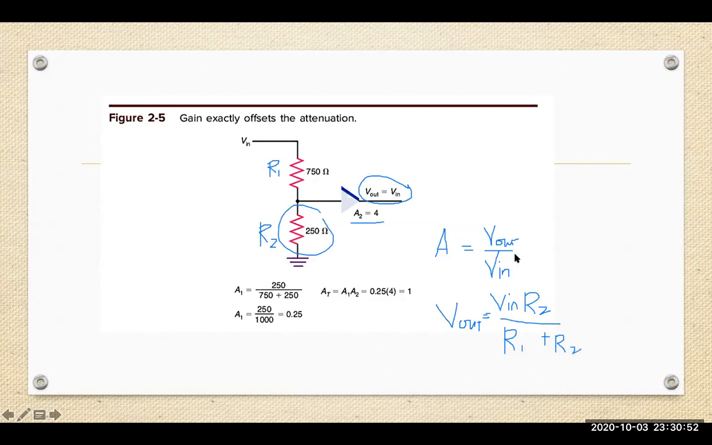Okay, so again, remember the condition here, V out is equal to V in. If we are to plug in here, V out is equal to V in times this ratio, R2 over R1 plus R2, and then divided by the input. Okay, we can cancel this one.